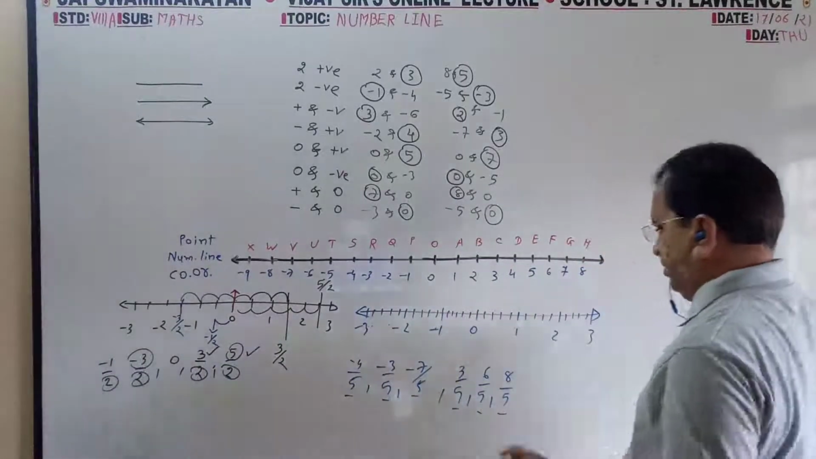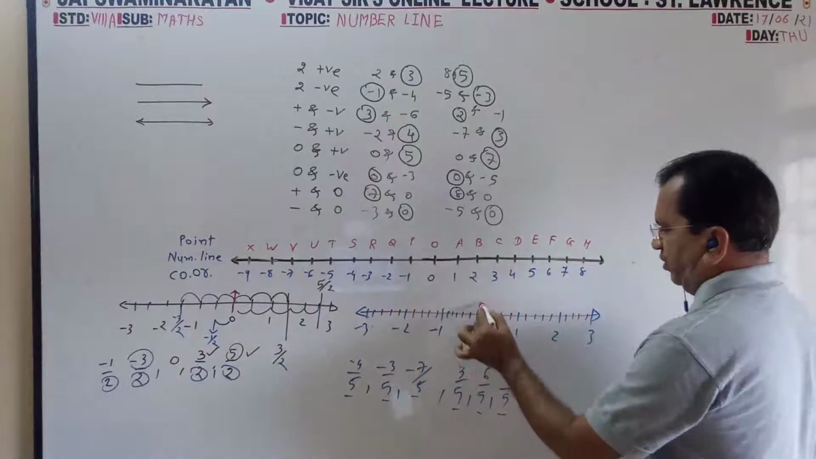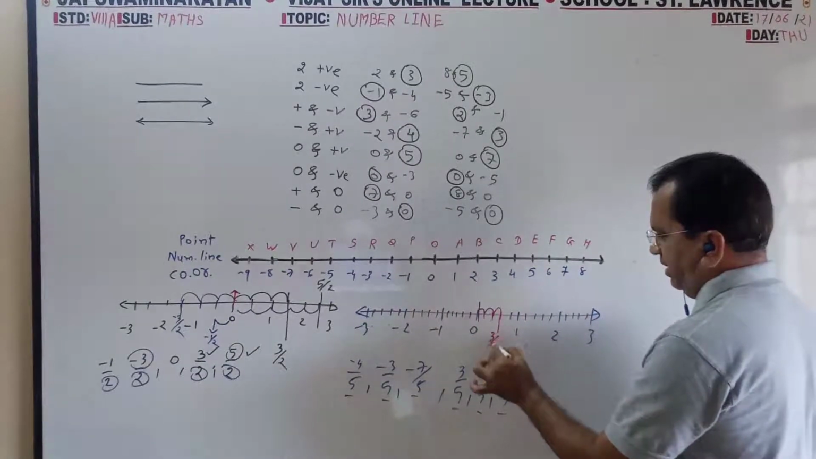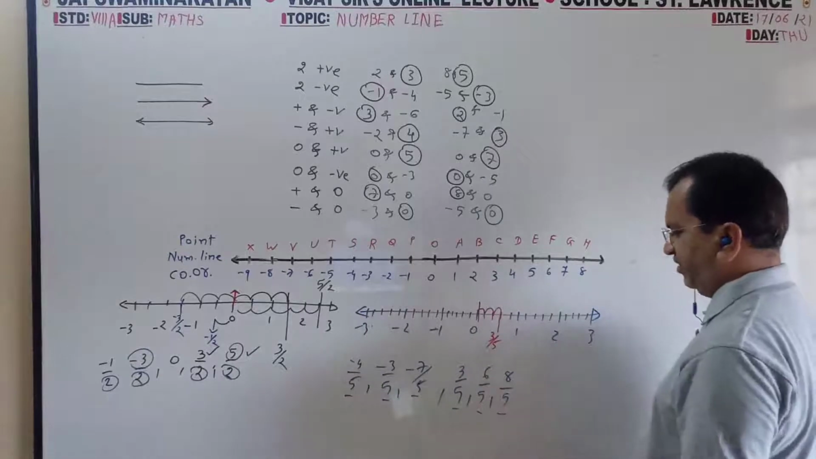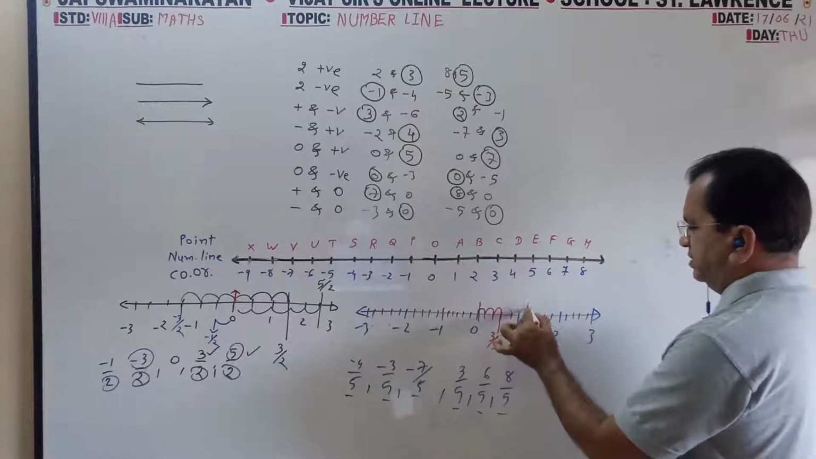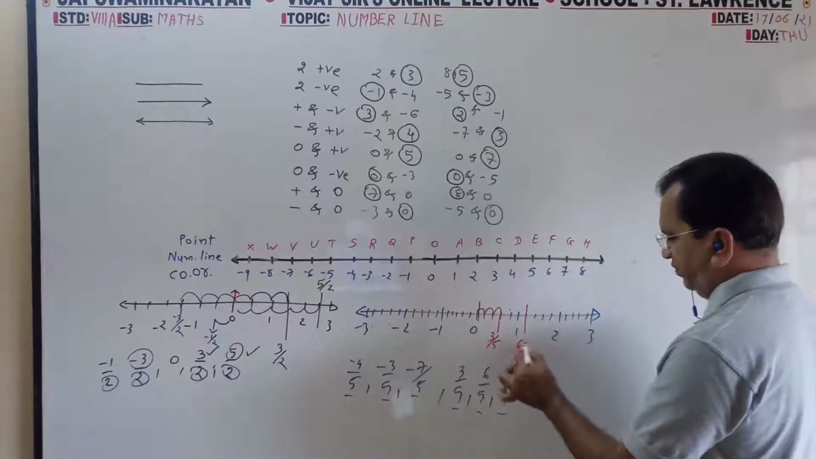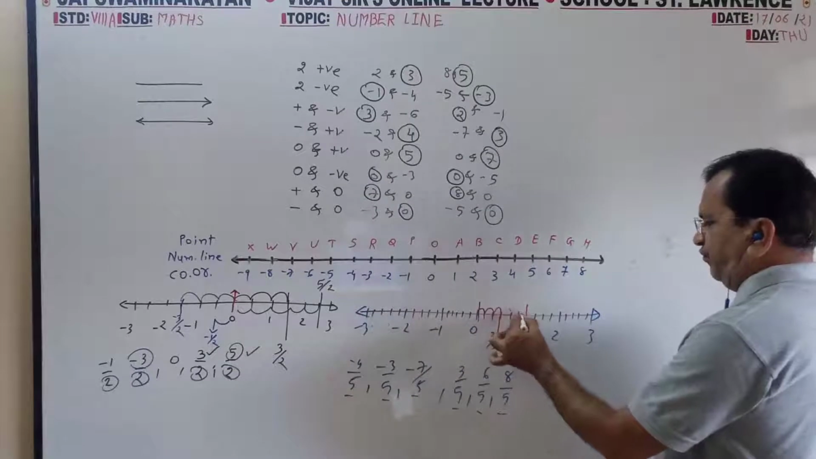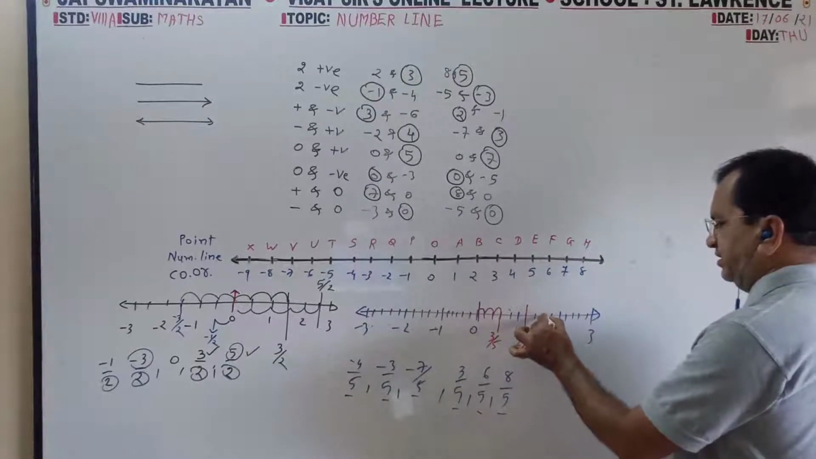No problem. Okay, 5 by 3. So from here, 1, 2, 3. So this is 3 by 5. Not 5 by 3, 3 by 5. Then 6 parts. So 1, 2, 3, 4, 5, 6. 6 by 5. 8. So 1, 2, 3, 4, 5, 6, 7, 8.